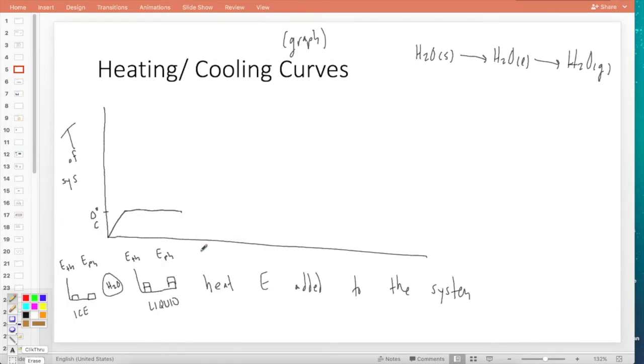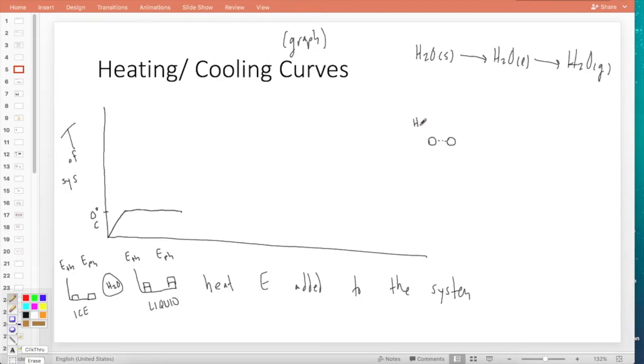On my graph here, as I add heat energy, as soon as I reach a phase transition, the melting point is 0 degrees Celsius, as I keep adding heat energy, I am not increasing the thermal energy anymore. What am I doing? I am increasing the phase energy. The energy is going into the system to break apart the intermolecular forces.